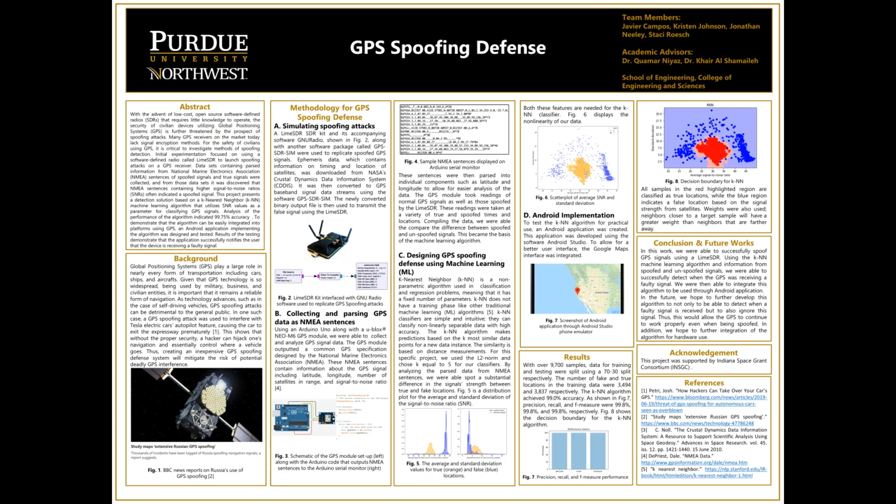Our senior design group has been able to successfully spoof GPS signals using a LimeSDR. We use the KNN algorithm to successfully detect faulty signals. We've integrated that algorithm into an Android application. We've tested the accuracy of the KNN algorithm, which achieved above 99%. And we tested the Android application, which has been able to successfully detect those faulty signals as well.